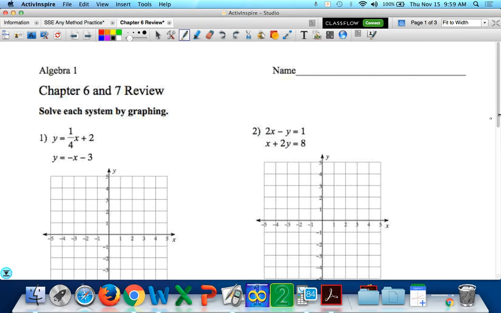This is the chapter 6 review videos. Excuse that typo. Okay. Solve each system by graphing. So this is one of our 3 methods that we had.